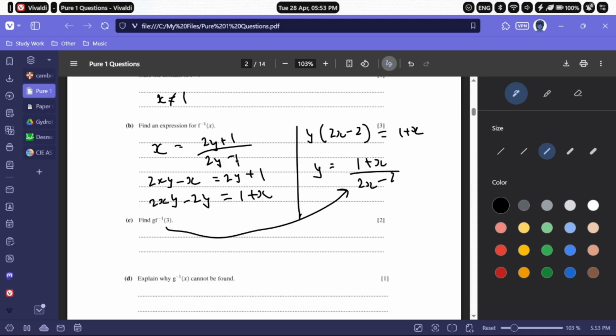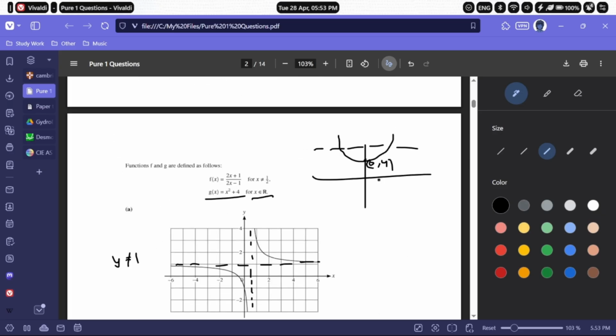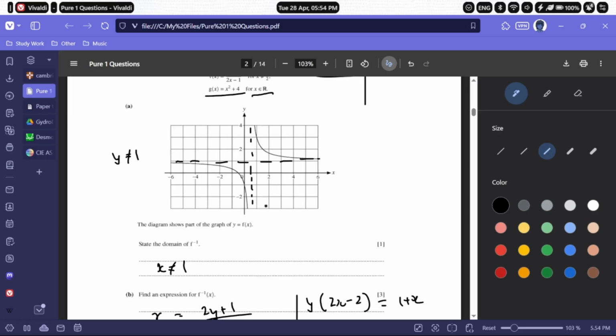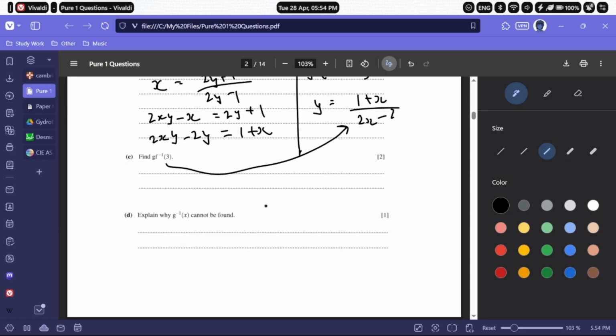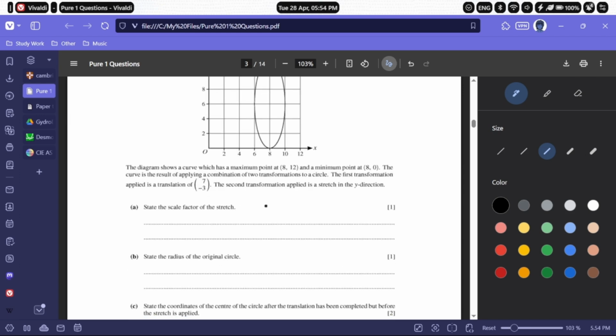Okay, I'll just talk about why it cannot be found. Basically, it has to be one to one, but because it's a parabola, it doesn't have any restriction over here, so you'd have to change the domain. For example, it would have to be x is greater than 0, or x has to be less than 0, so that an inverse function can exist. Okay, moving on.